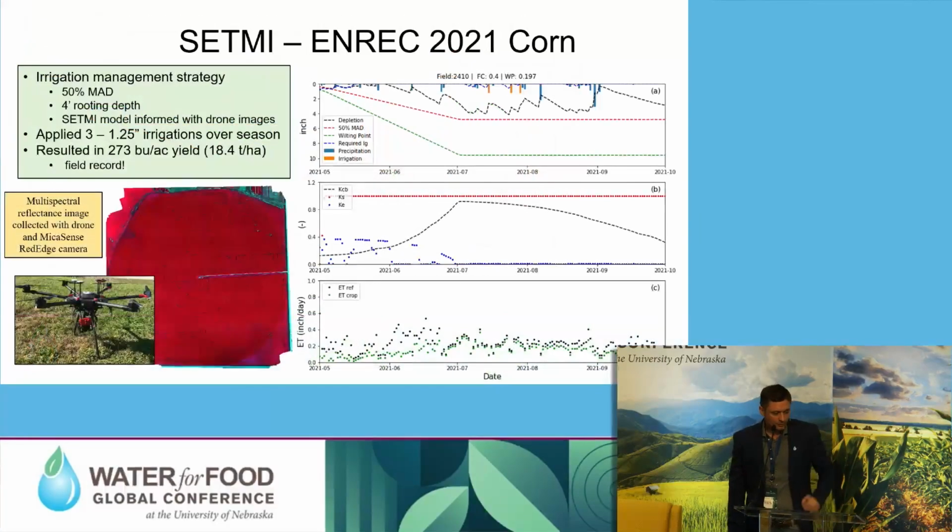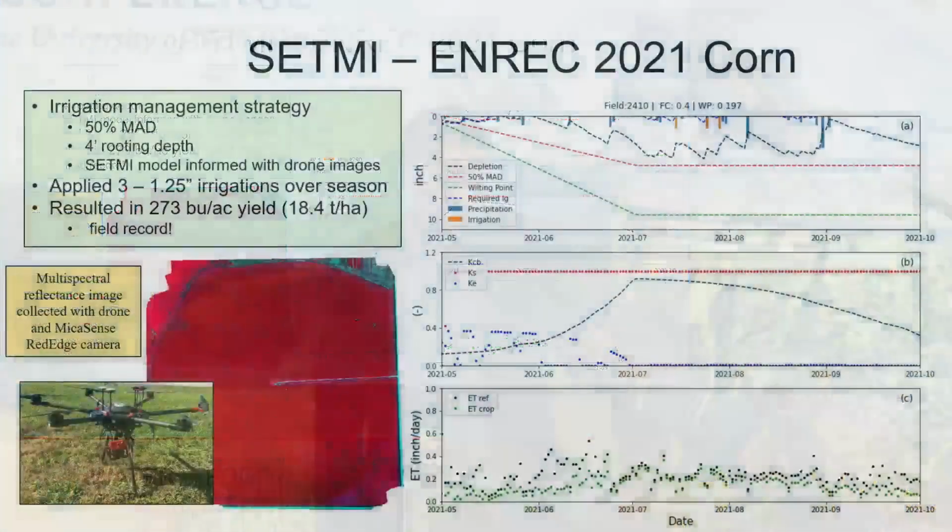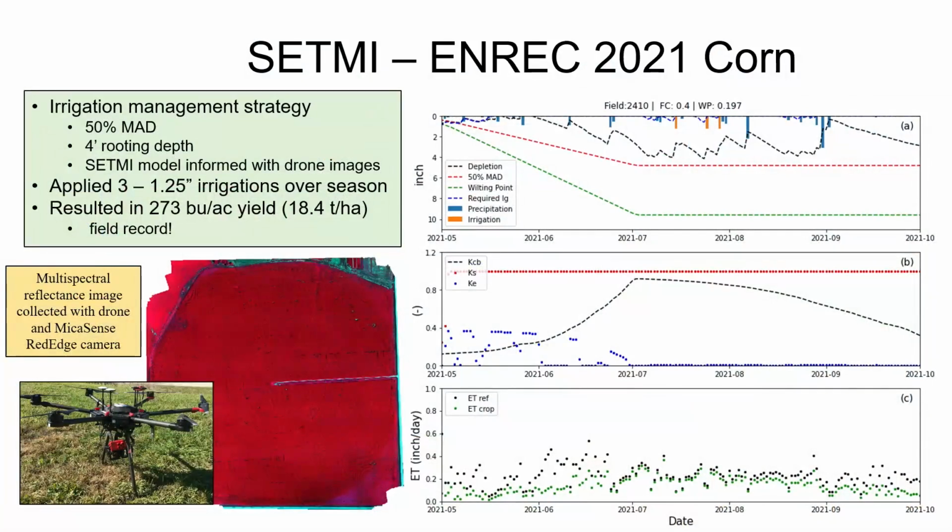Just an example of the information we can get from SETMI. This is a regular pivot, it's not a VRI field. This is a regular pivot in Rec fields in Midtown. It's like 30 minutes driving from here.